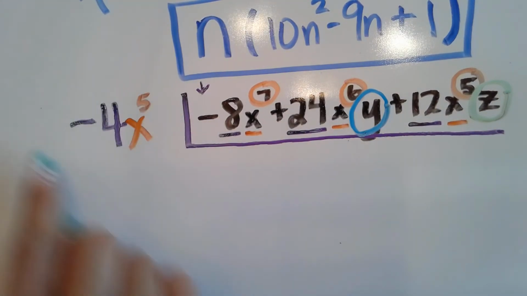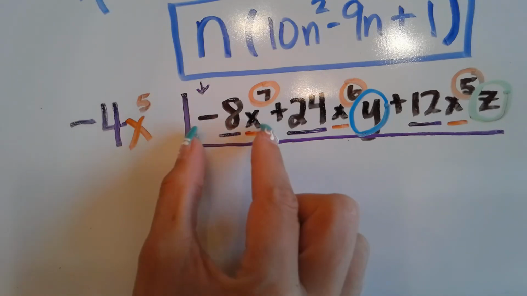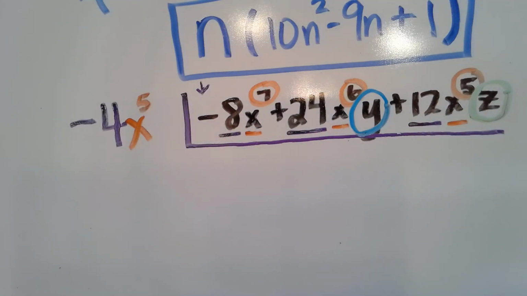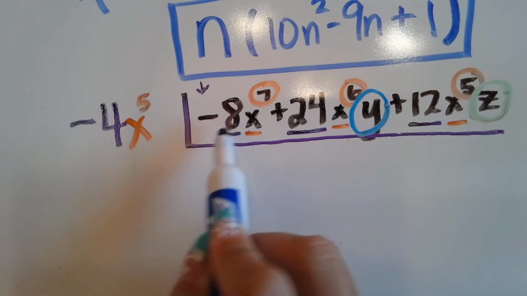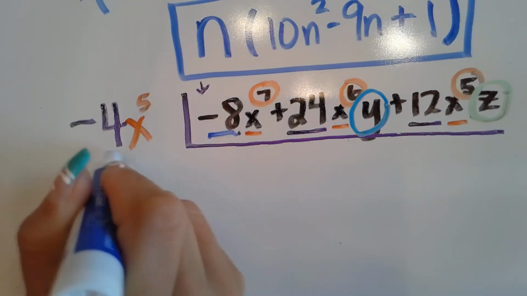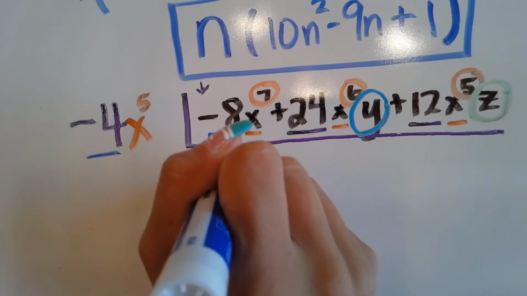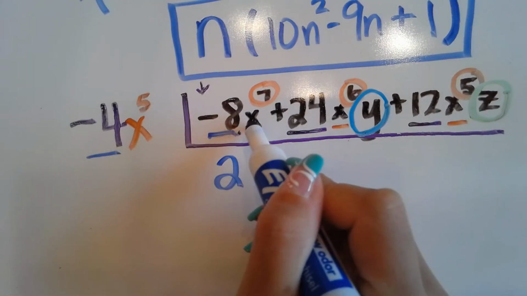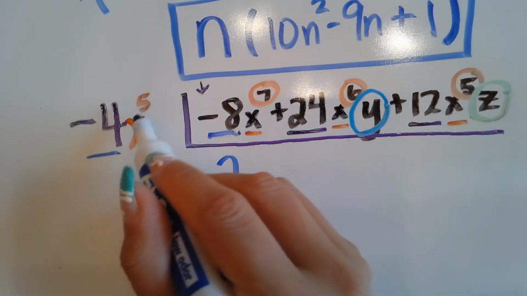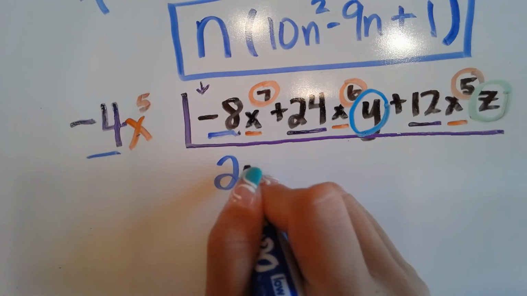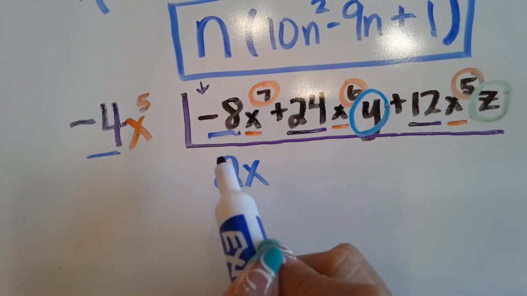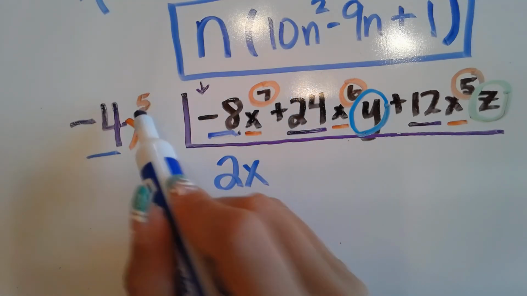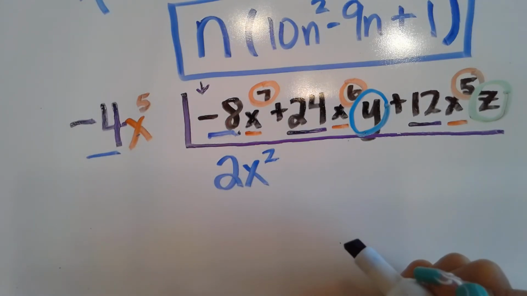So let's go ahead and using this piece here, we're going to divide out each term, okay? So let's take this one term at a time. So -8 divided by -4 is going to be +2. X to the 7th divided by x to the 5th, we're going to have our x, but we know when we divide, we're going to be subtracting our exponents. So 7 minus 5 is 2. So we're going to have a squared here.